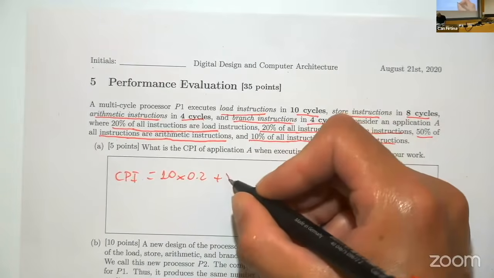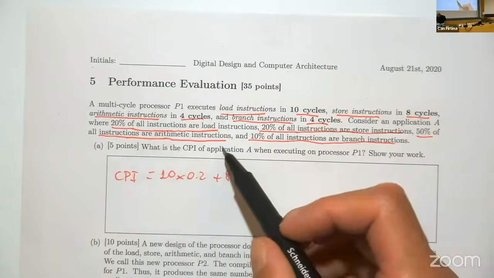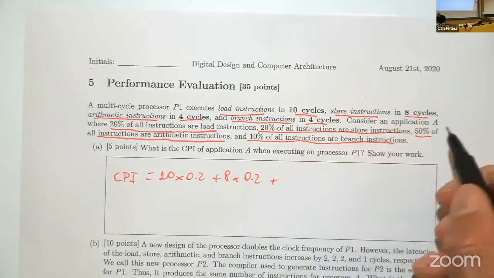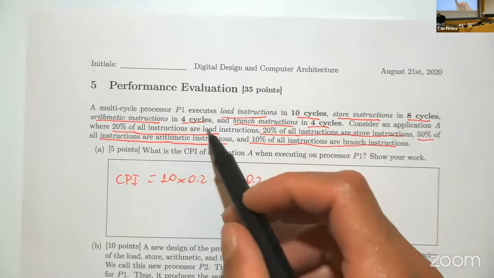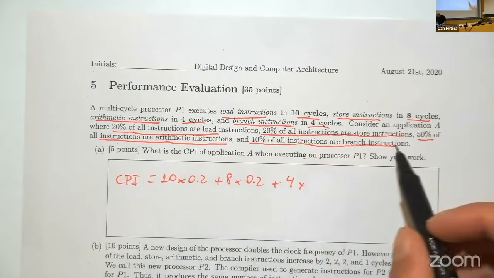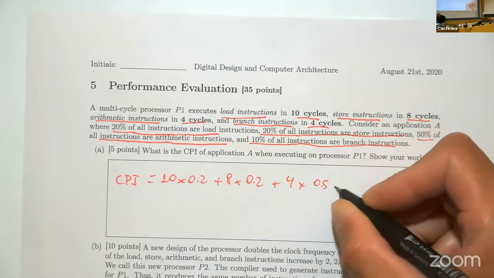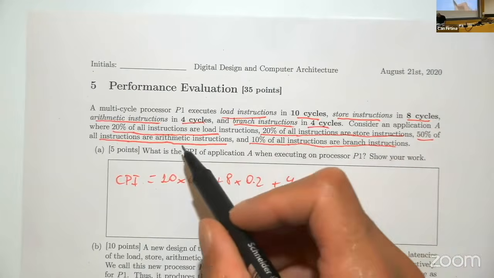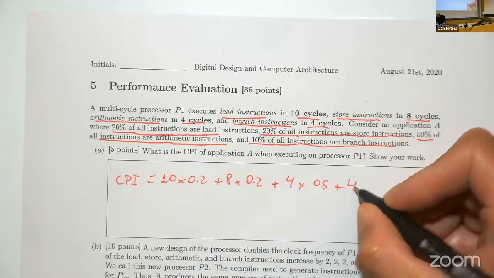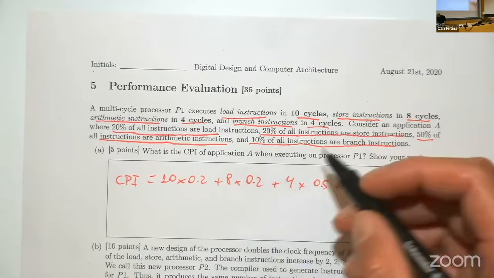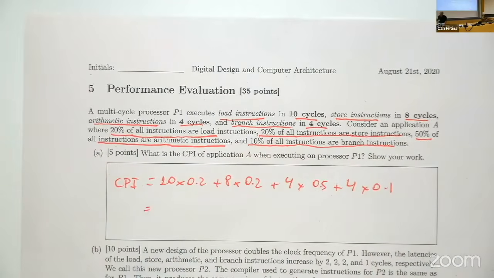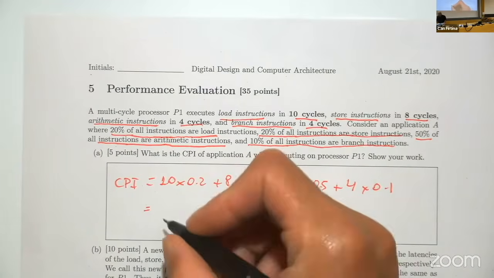store instructions take 8 cycles times how many store instructions you have, 20%, 0.2. Arithmetic instructions take 4 cycles times the amount of arithmetic instructions that you have, 50%, plus 4 cycles for branch instructions times the amount of branches that you have, 10%. And I'm not going to do the math, I'm going to look at it here. So it's going to give 6.